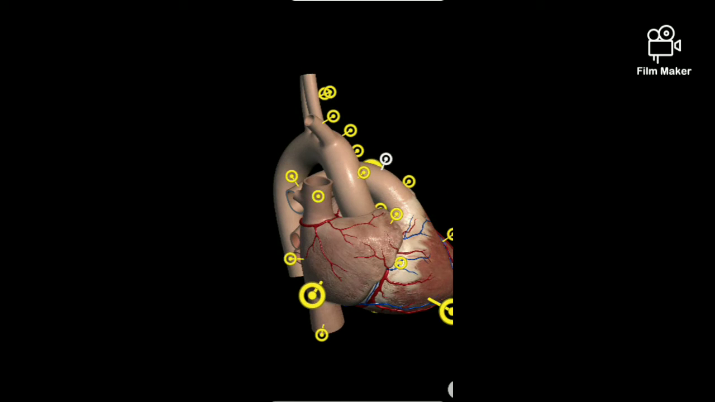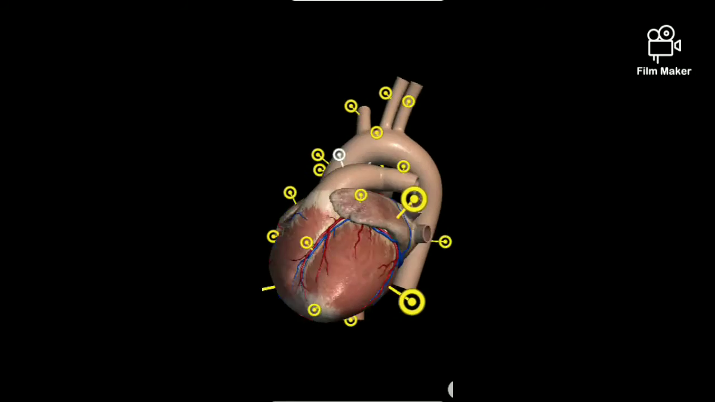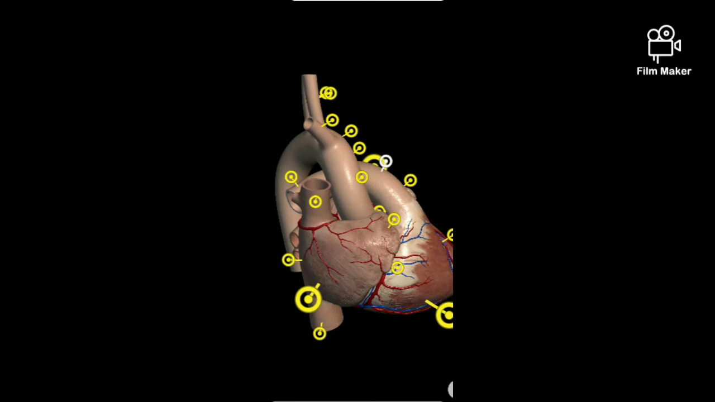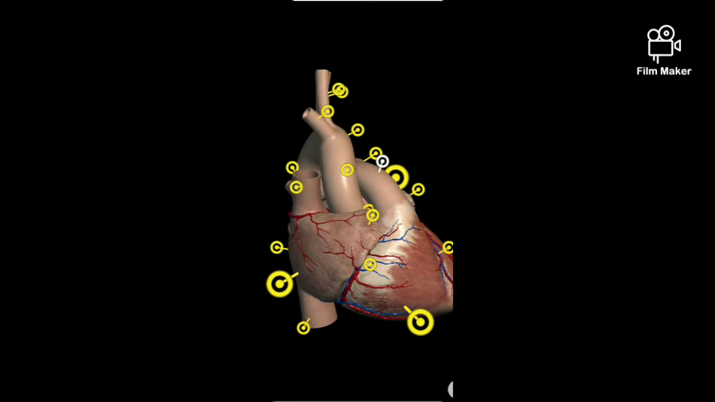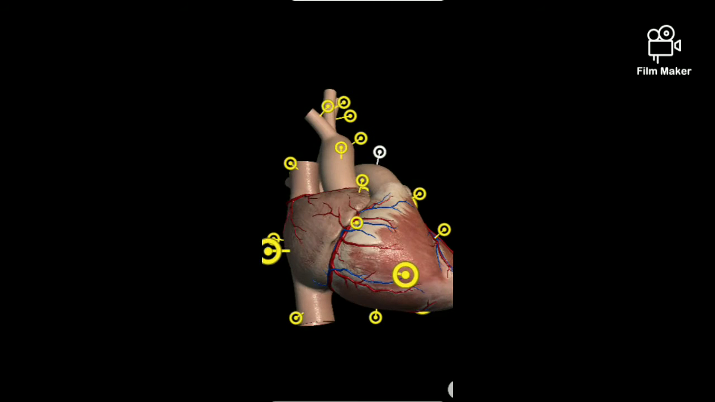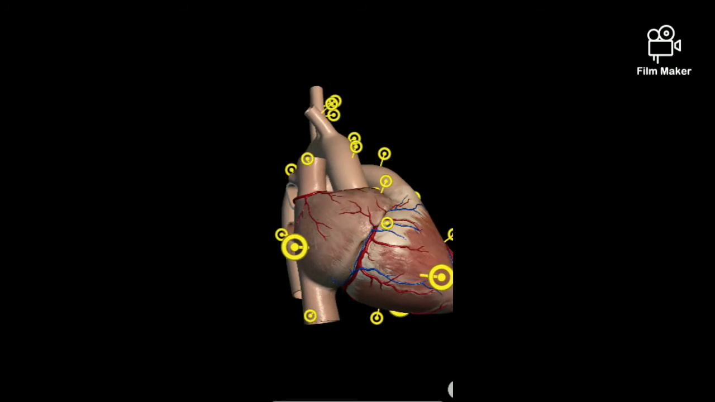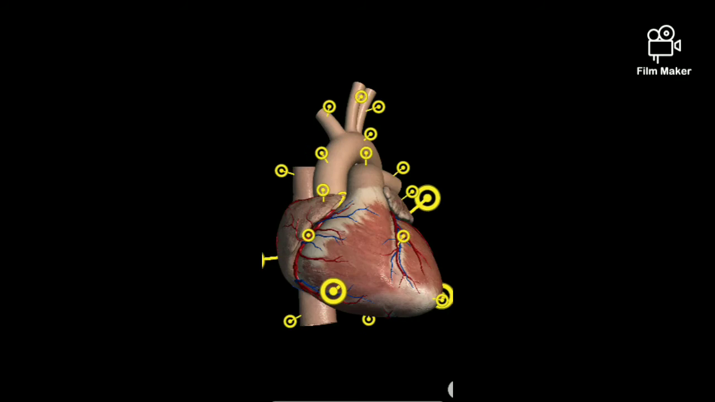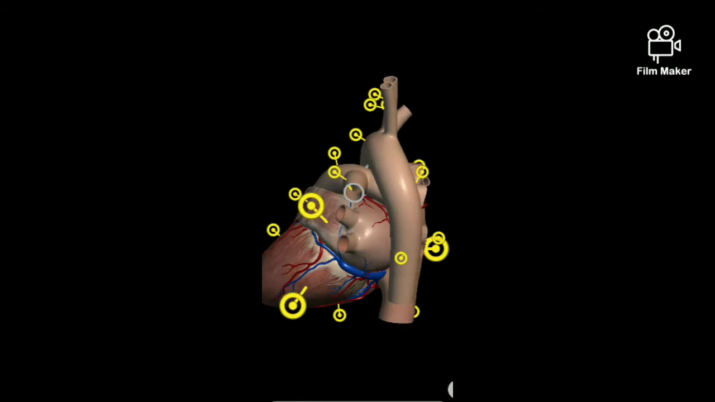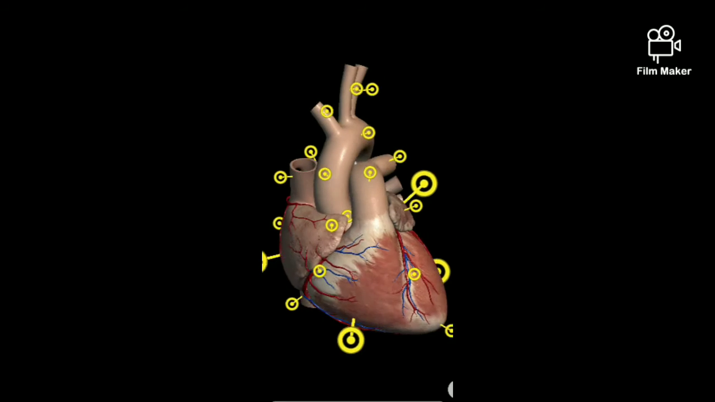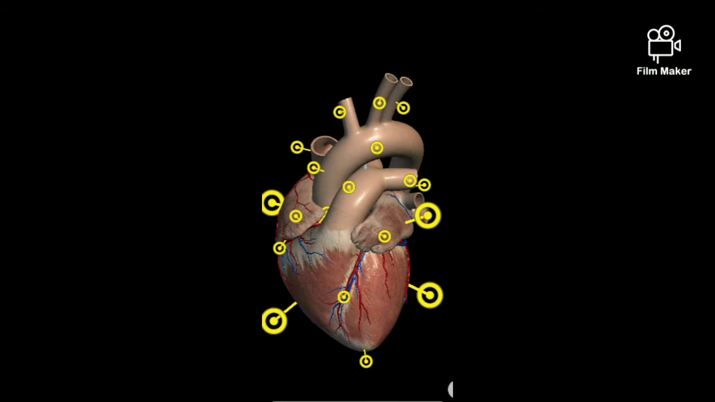Superior vena cava. This is the pulmonary artery. So in this article we shall look at the anatomy of the heart. First, I will discuss the right atrium, then the left atrium, the right ventricle, and the left ventricle.